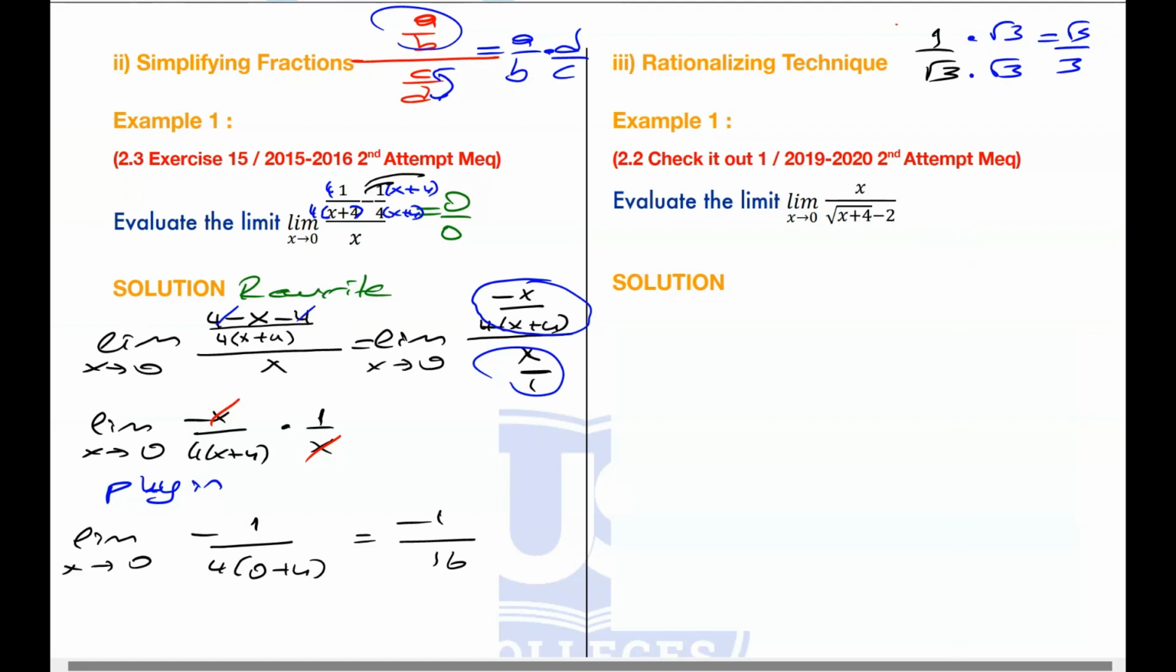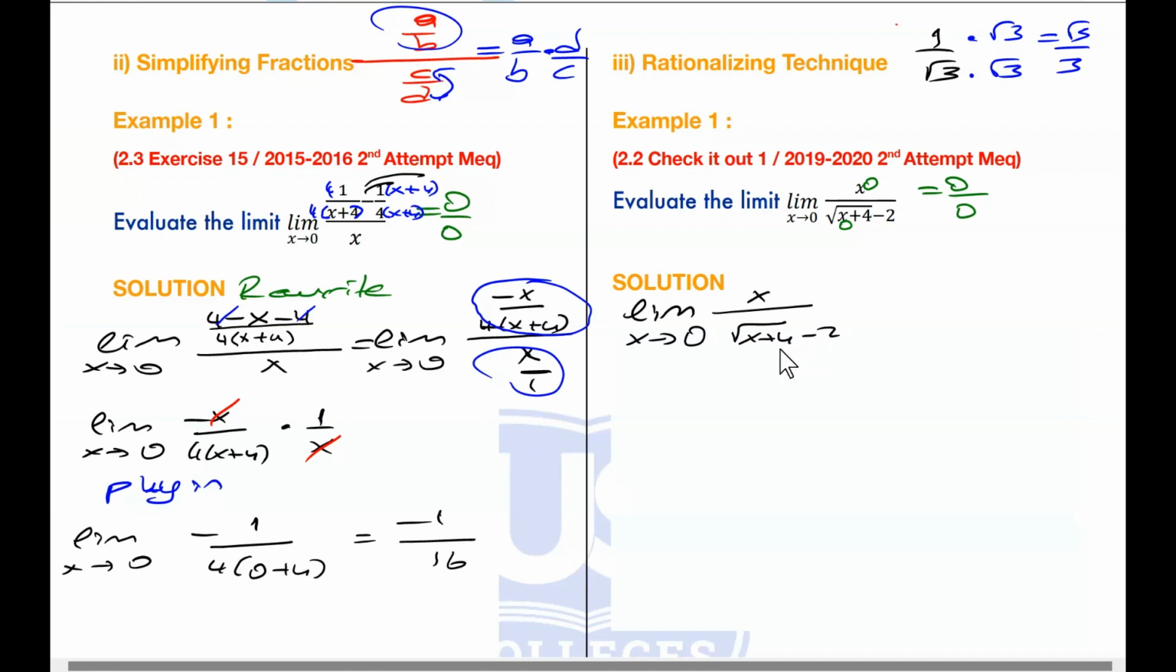Alright, so let's first make sure whether we have the 0 over 0 case by inserting 0 for x. 0 at the top; square root 4 is 2, 2 minus 2 is 0, so 0 at the bottom. So we see the 0 over 0 case, so we're good to go. We will apply the rule. Rationalizing. Let's do this. First, write this as limit as x approaches 0 of x divided by square root of x plus 4 minus 2.